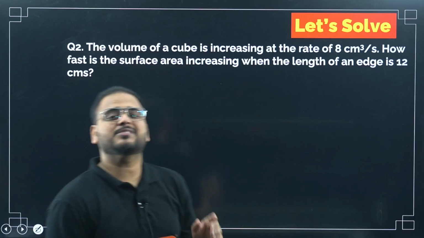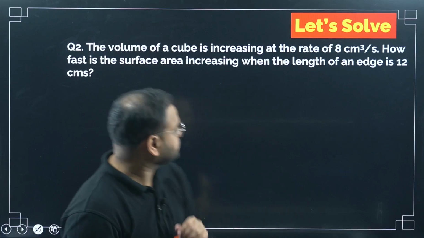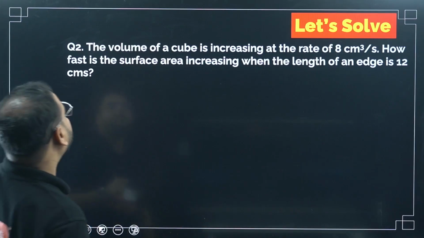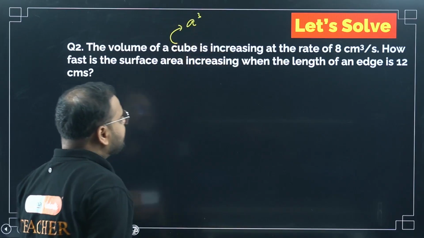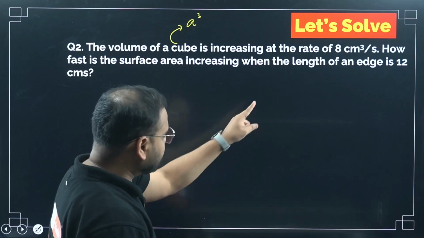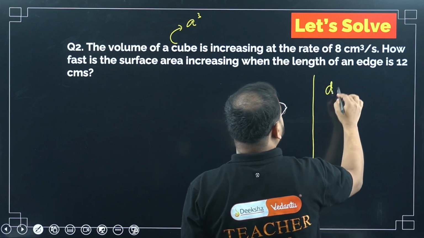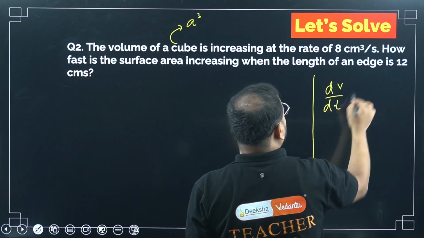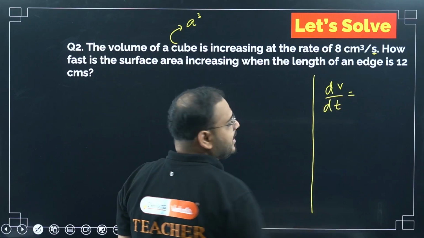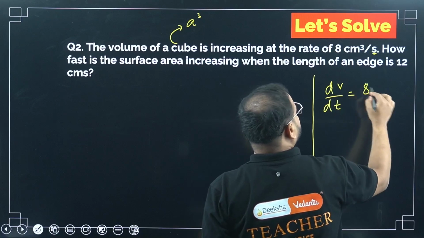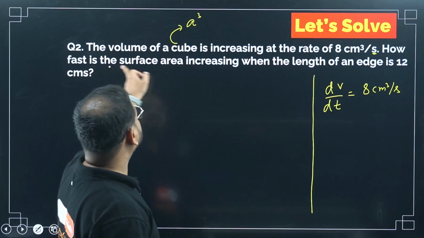Again, the first few questions will be based upon rate of change of quantities only. So the volume of a cube, if you remember, is increasing at the rate of 8 centimeter cube per second. So they are saying dv by dt, because second is there. So time is the differentiating variable. So dv by dt is nothing but 8 centimeter cube per second.